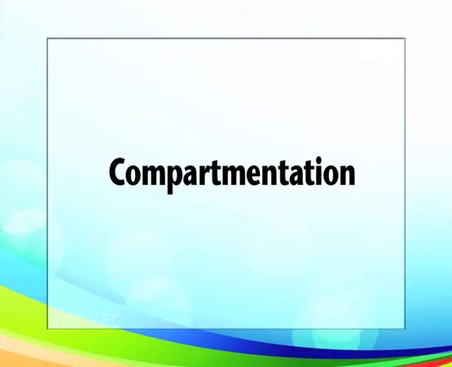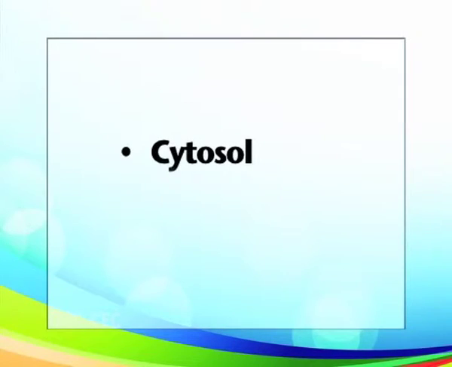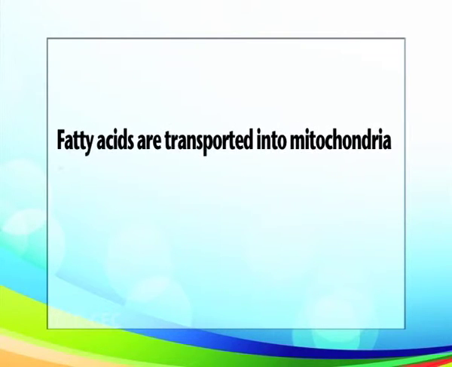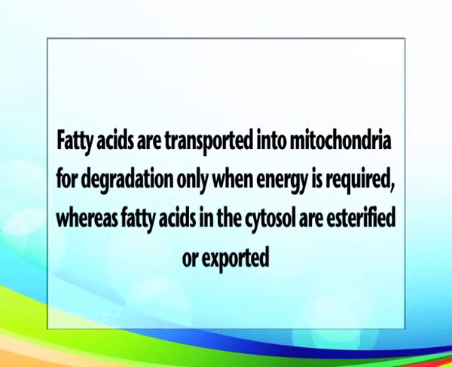Fourth, compartmentation. The metabolic patterns of eukaryotic cells are also affected by the presence of compartments. The fates of certain molecules depend on whether they are in the cytosol or in mitochondria. For example, fatty acids are transported into mitochondria for degradation only when energy is required, whereas fatty acids in the cytosol are esterified or exported.